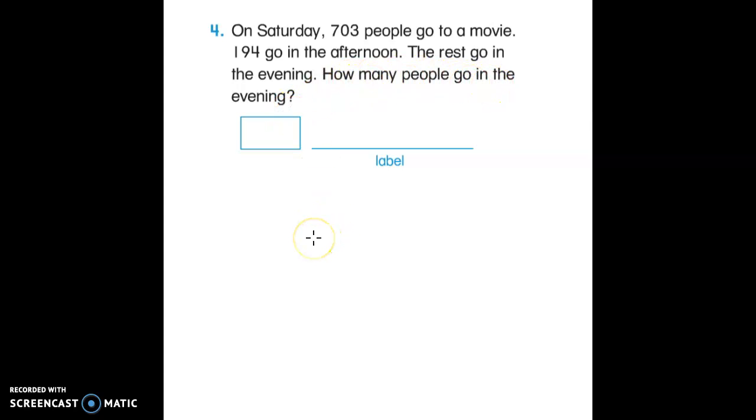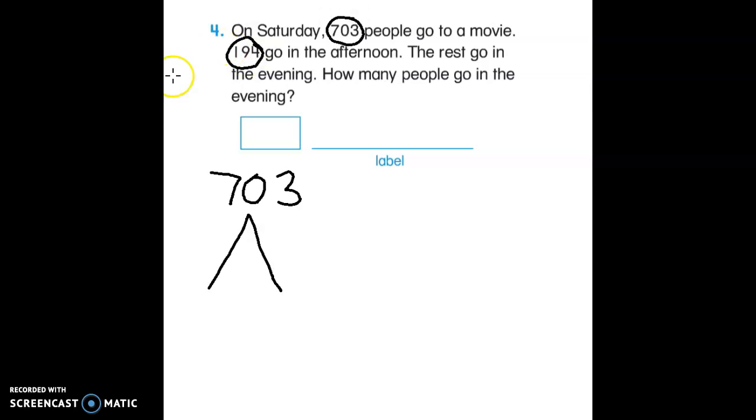Again, I'm going to draw Math Mountain. That makes sense in my head. So 703 all went to the movie. Someone in the afternoon, oh, it tells us 194 went in the afternoon. So I'm going to write that here. And then the rest went in the evening. So we have our unknown.